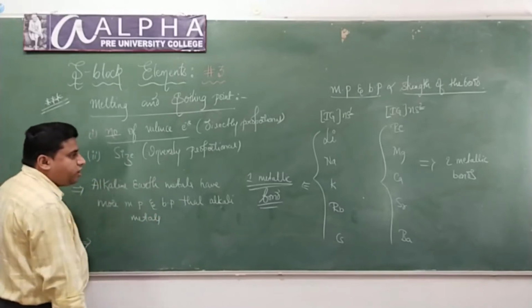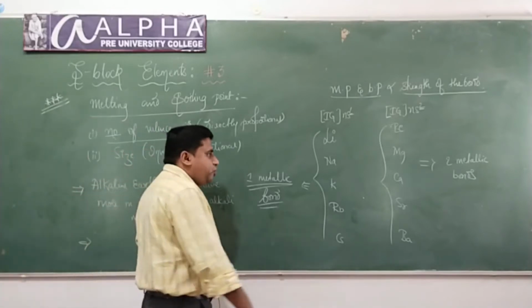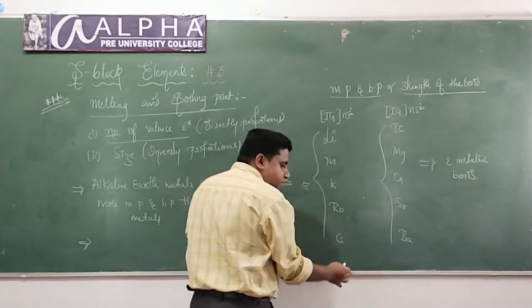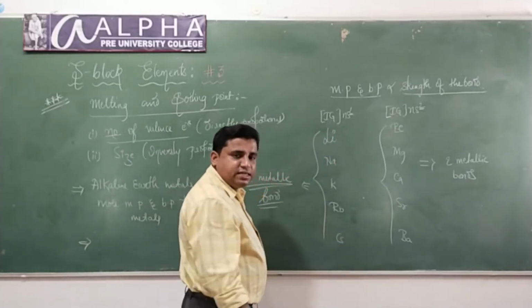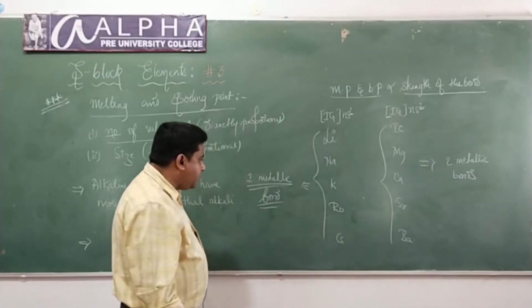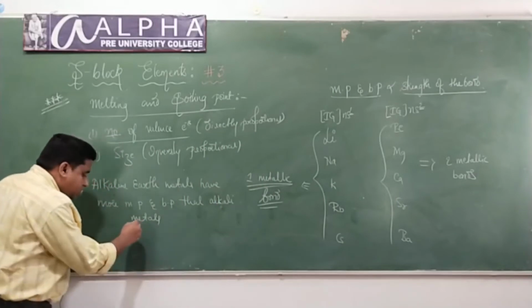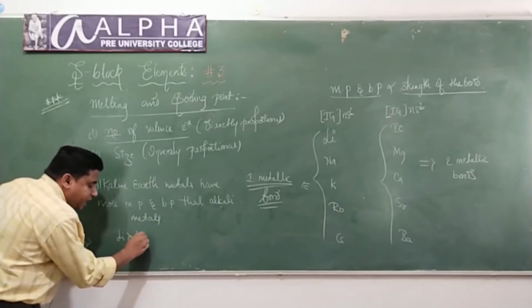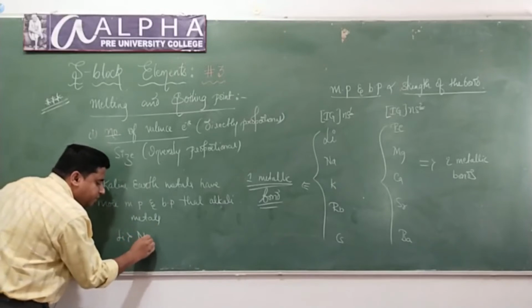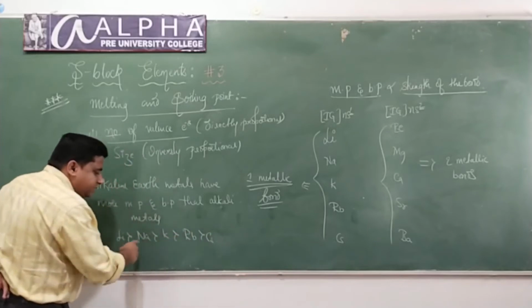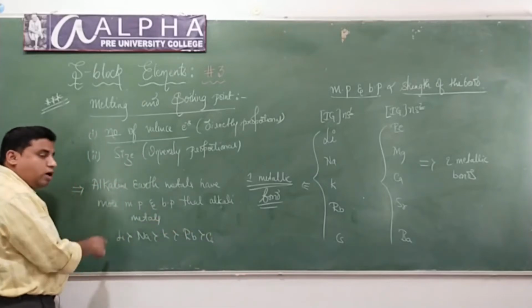What is the order of melting point and boiling point down the group? We know as we go down the group, the size increases. As the size increases, melting point and boiling point decrease. So what is the order among alkali metals? Among alkali metals, lithium has more melting point and boiling point than sodium, than potassium, than rubidium, than cesium.